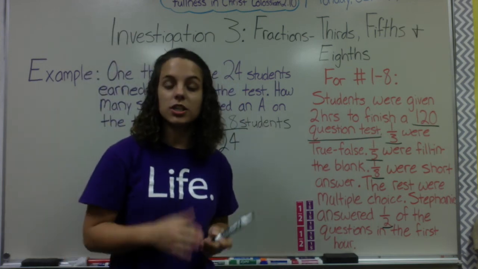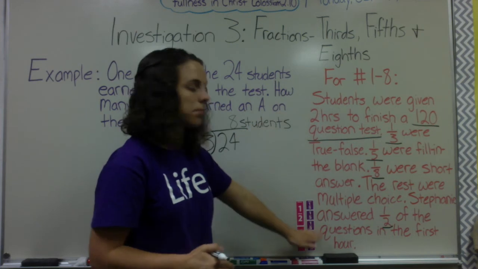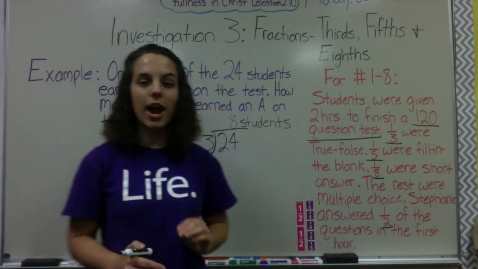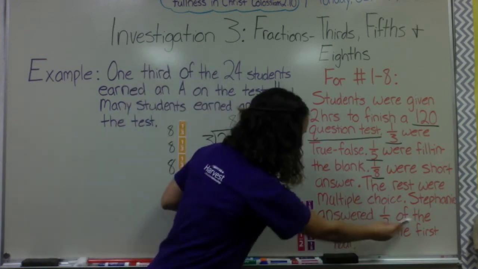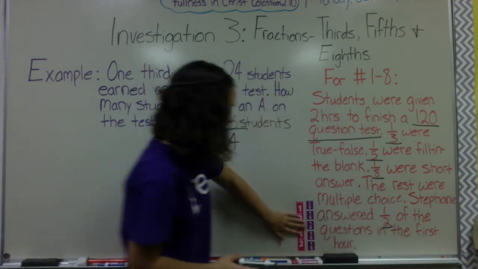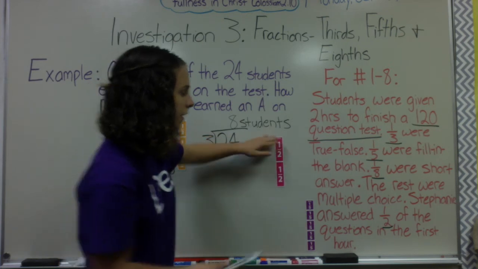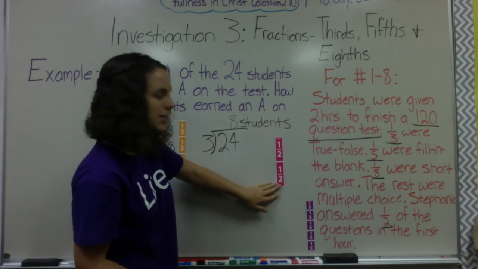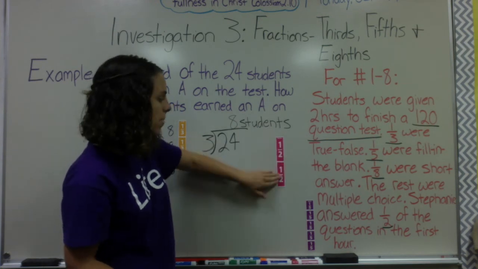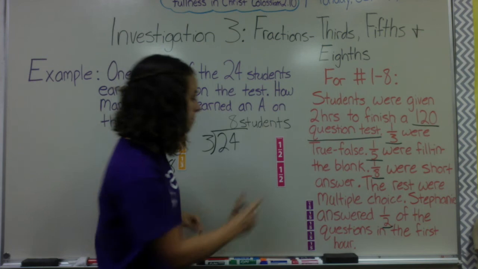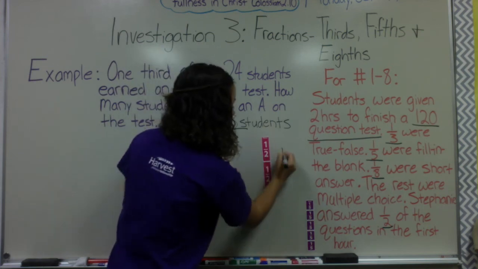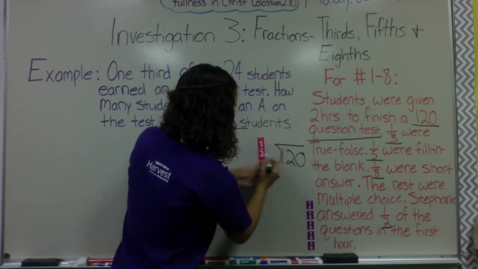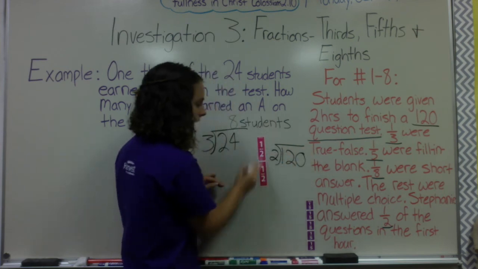The first question in this story problem is how many did she answer in the first hour? Well, if I look back, she answered half of the questions in the first hour. So I need to figure out what is half of 120. If I put 120 questions in this whole rectangle, I'm going to split them up into 2 equal groups. That's a division problem. So I do 120 divided by 2, that's our denominator for half.